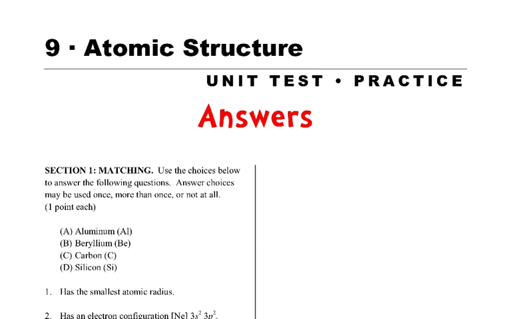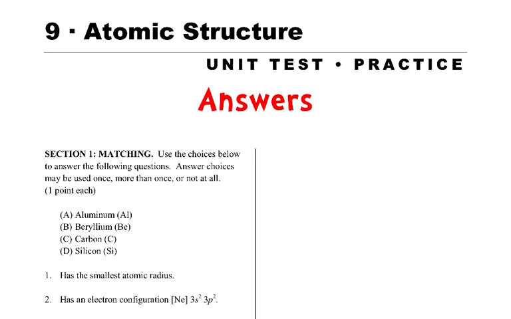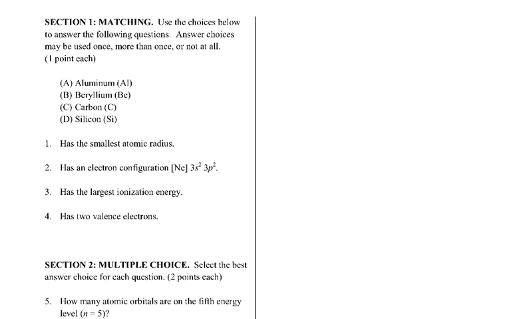Okay, for this unit practice test, for number 9, let's look at these numbers. First thing here is some matching. We have aluminum, beryllium, carbon, and silicon. Which of these has the smallest radius? Which has an electron configuration neon 3s2 3p2? Which has the largest ionization energy? And who has 2 valence electrons?